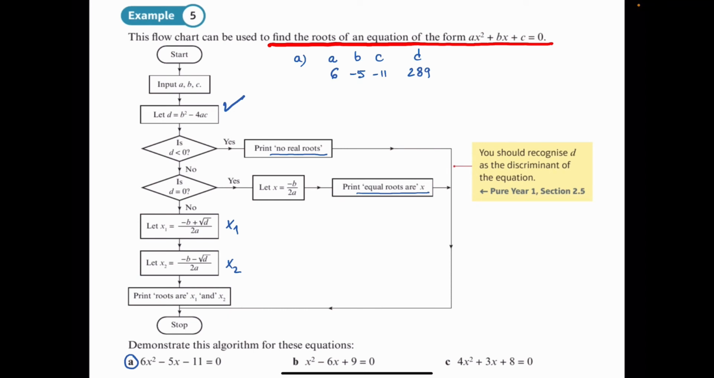Is it smaller than 0? No. That means you keep going. Is it equal to 0? No. That means you keep going. And then because it's greater than 0, you have the x1 value. Well, when you find the x1, you will get 11 over 6. And when you find the x2, you get minus 1.